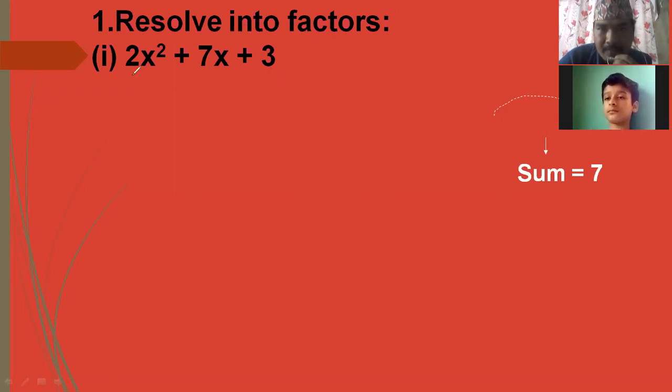First of all, we have to find the product of a and c. A means 2 and c means 3. 2 threes are how much? 6, right? Okay, 2 threes are 6. And what is the middle term there?